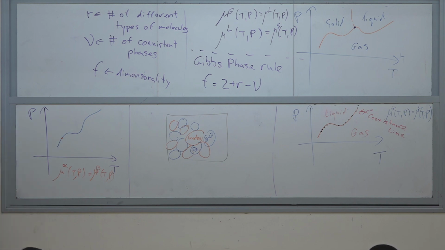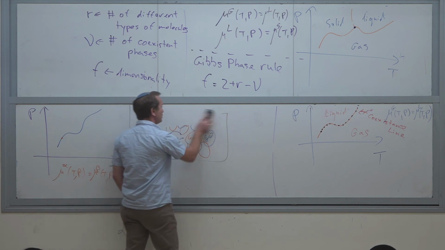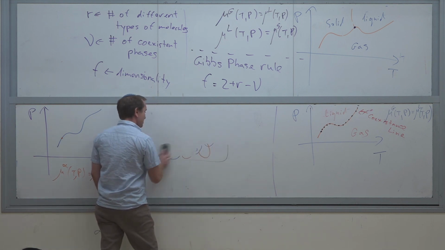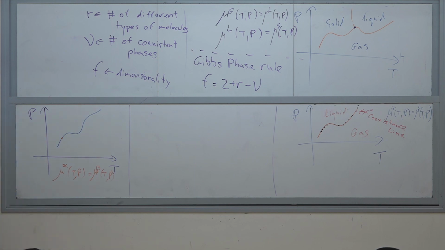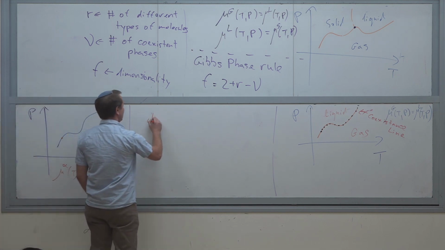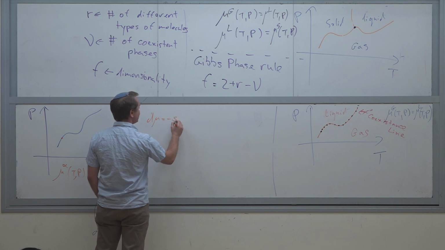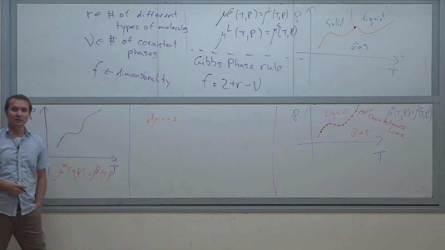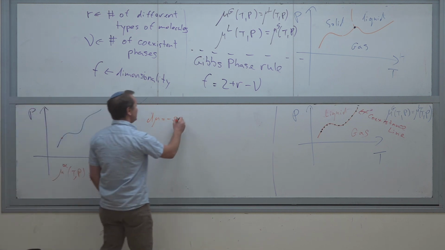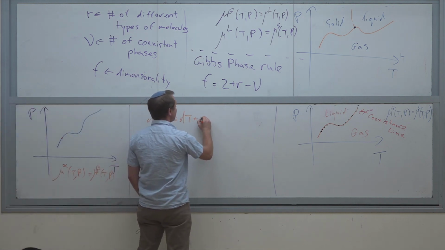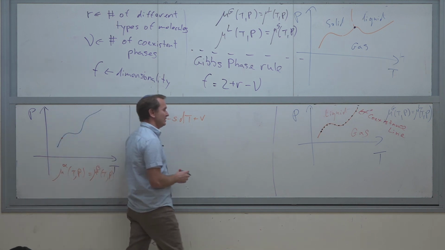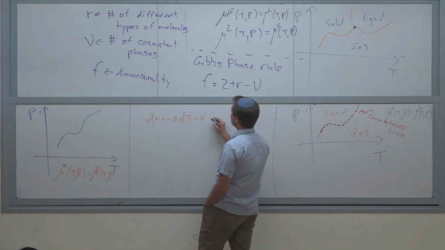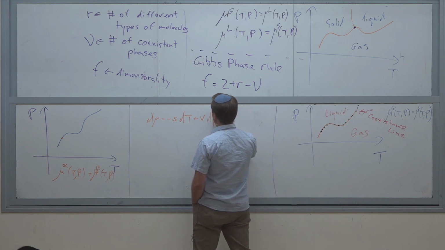Okay, what else do we know about the chemical potentials? We want to obtain an equation, so I remind you that we had this Gibbs-Duhem equation. d mu equals minus s, I use small s, the entropy divided by the number of moles, dT, plus small v, which is a volume divided by the number of moles, dP.